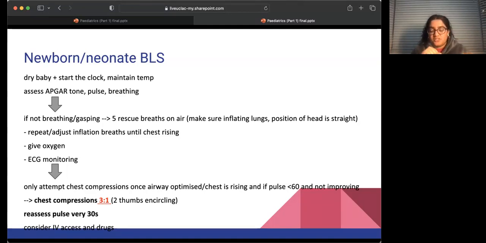This time the ratio of chest compressions is 3 to 1, and the way you give it is with your thumbs. Imagine the baby is between your hands, and your thumbs are at the sternum or just underneath, and you give compressions like that and keep reassessing their pulse. You'd never be doing this alone. This would be a team effort.